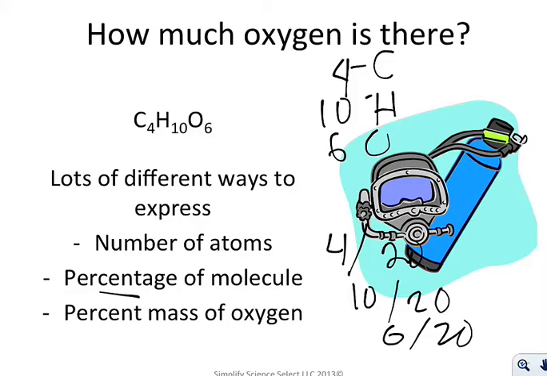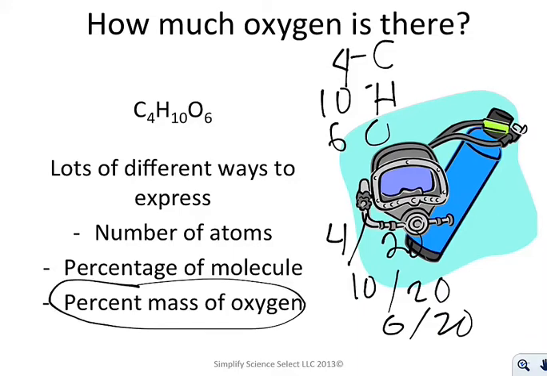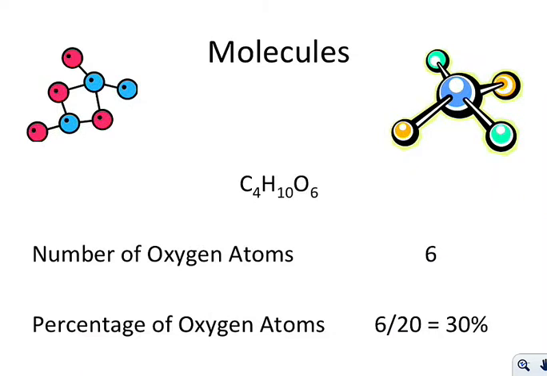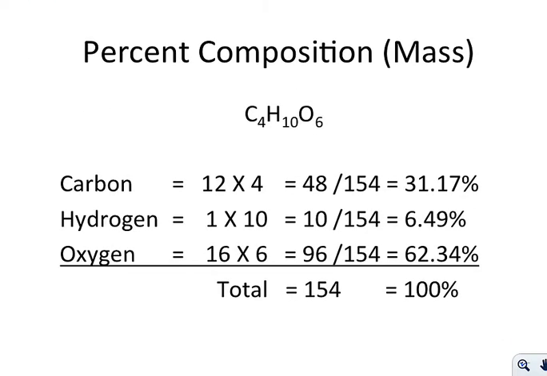Really what we want to focus on is the idea of the percent mass. You see what we talked about here: there are 6 atoms out of a total of 20, or 30% of the atoms are oxygen. Okay? Doesn't really mean anything though, so we want to get something a little bit better, and that is percent composition by mass.